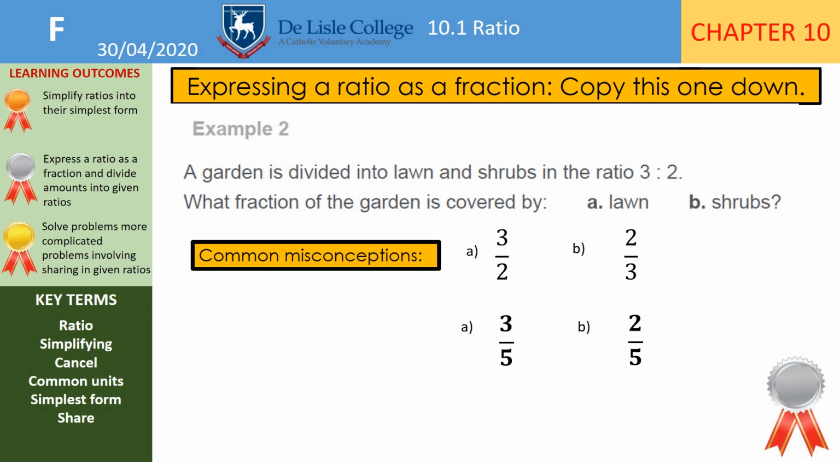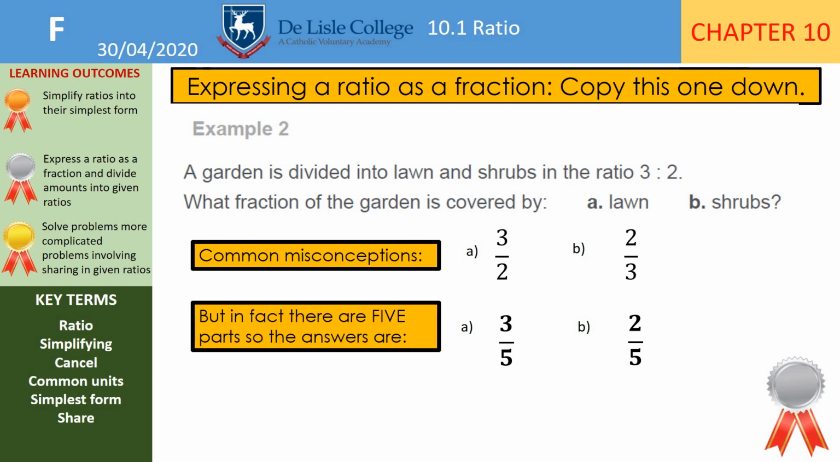A lot of people just put the lawn on top of a fraction, on top below the shrubs, 3/2 for the first one, and the shrubs on the top of the second one. Both of those are wrong. In fact, there are 5 parts to the garden, 3 lawn and 2 shrubs, so that's 5 parts, so the answers are 3/5 and 2/5. When I say copy it down, I would copy down the correct answers.